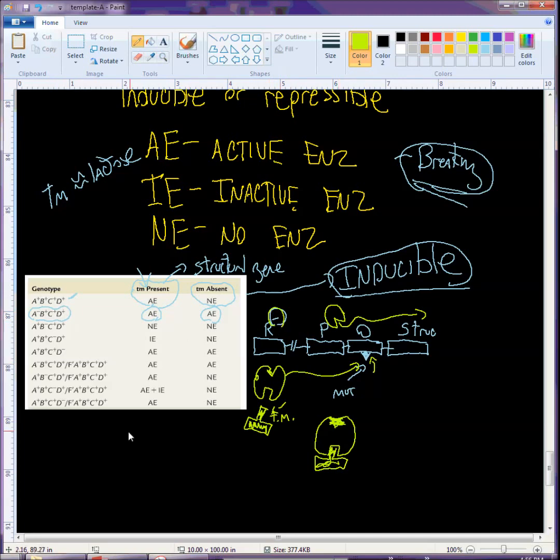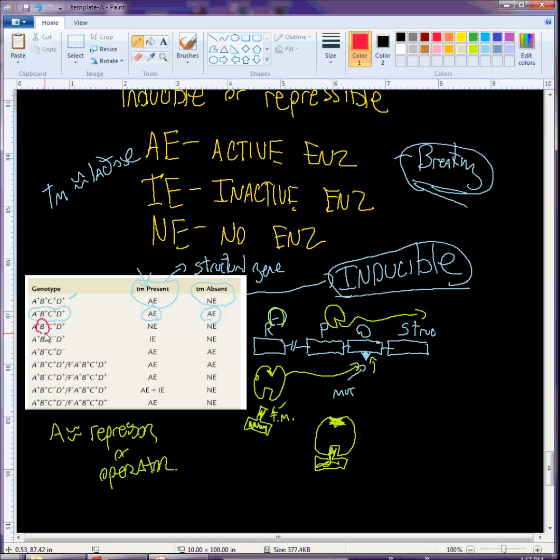So A equals or is equivalent to either the repressor or the operator, because mutations in either of these can lead to the situation where the structural gene is made whether or not the effector molecule TM is present. Okay, so we got a little closer. That means the promoter has to be either B or D, and the structural gene has to be B or D. Okay, let's take a look at this one.